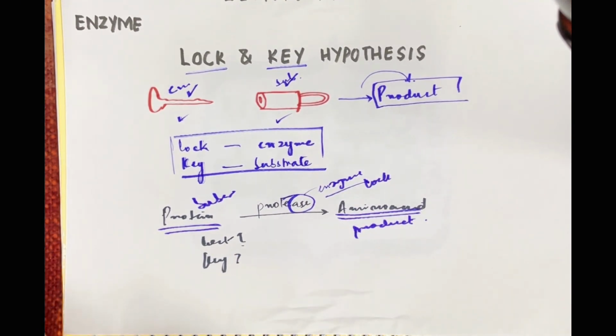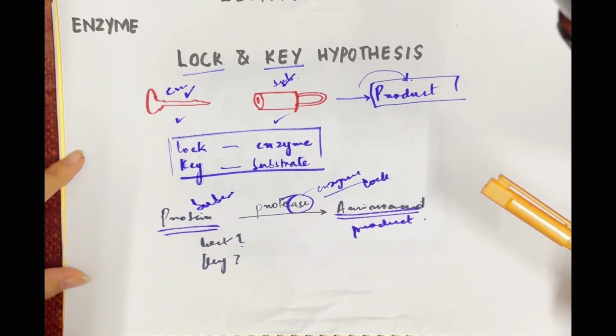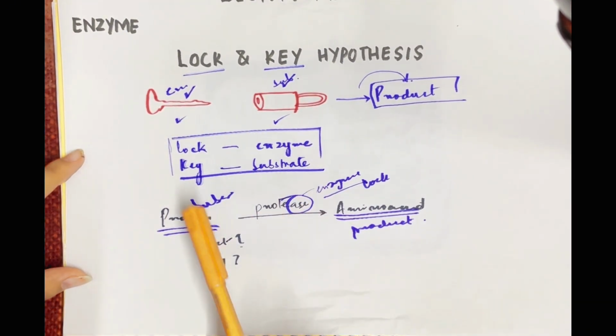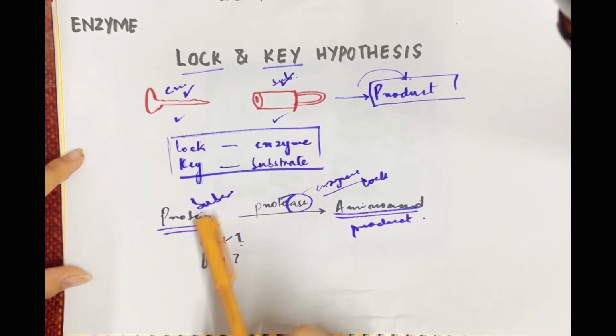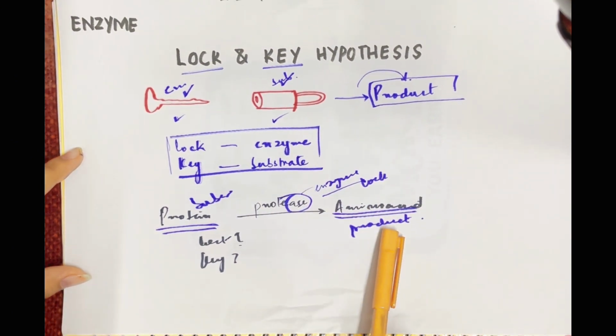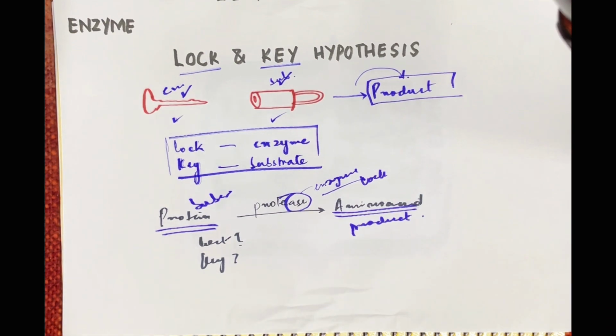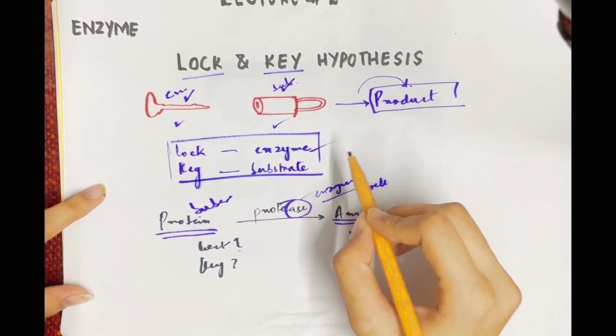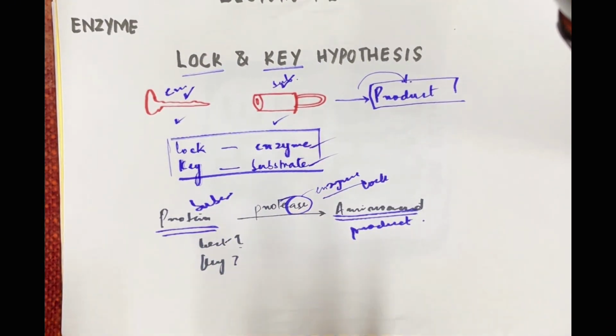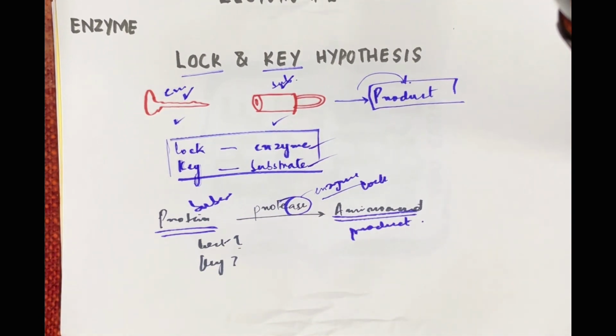So it is very simple to understand that when a protease acts upon protein, it forms a product that is amino acid, and this helps us understand what is a lock and what is a key, and how to determine what is an enzyme and what is a substrate. This is all we need to learn about the lock and key hypothesis.